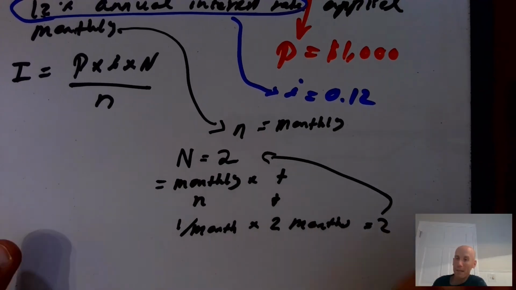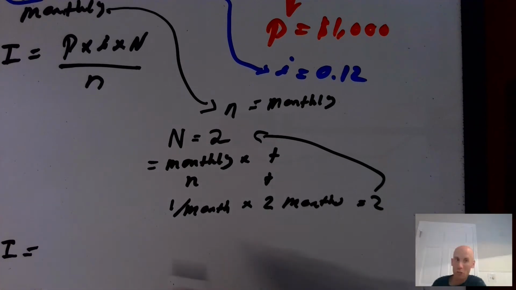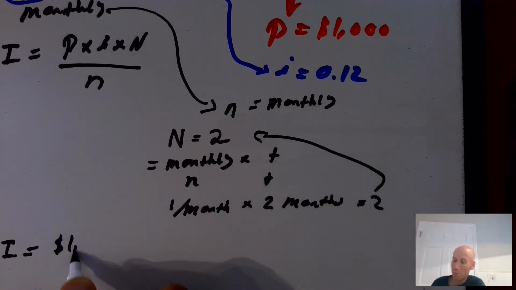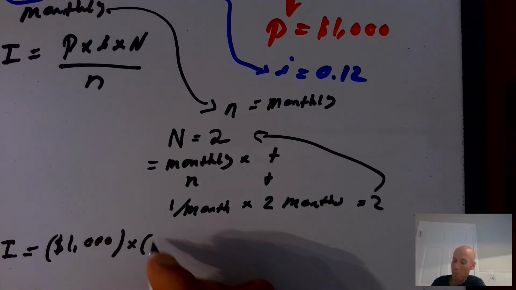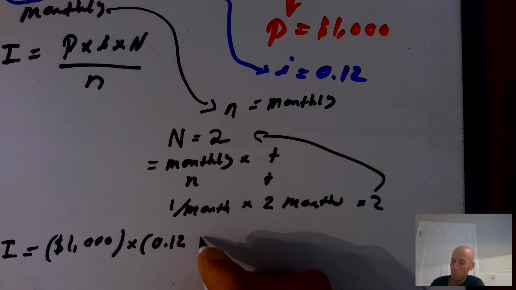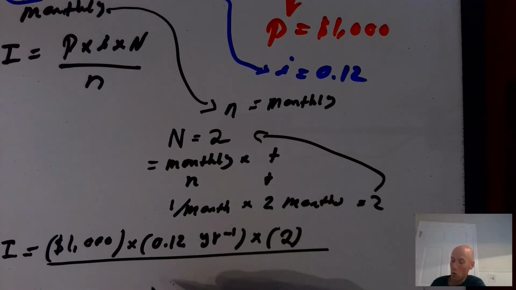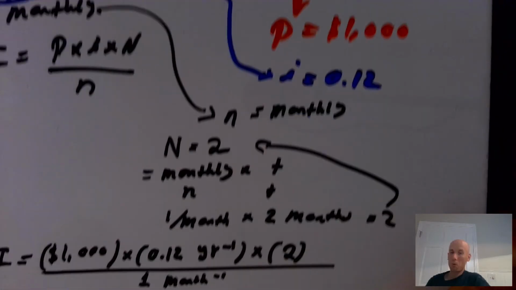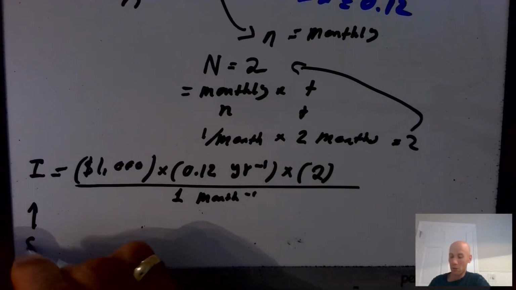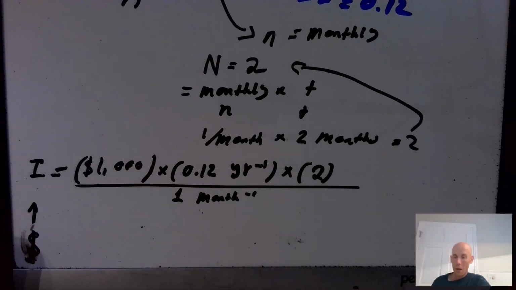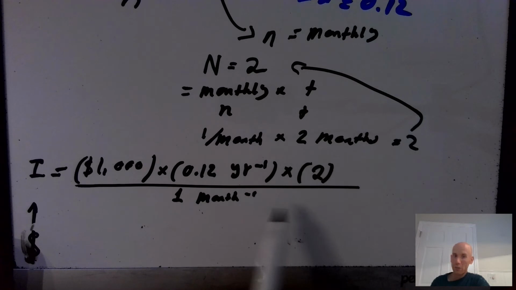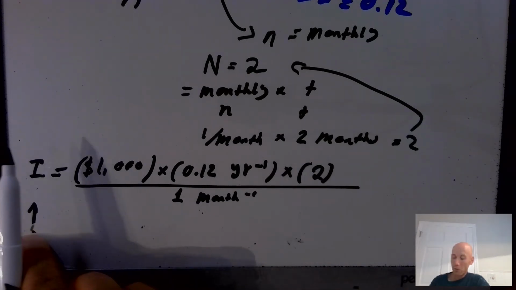Now I can almost put it all together because I know all the variables. P is $1,000, and I multiply it by little i, which is 0.12. Now 0.12 is per year. Big N, I've proven twice now, is 2. And little n is monthly, so this is once per month. I want the result in US dollars, so I have to make sure all the units cancel so that I get dollars.